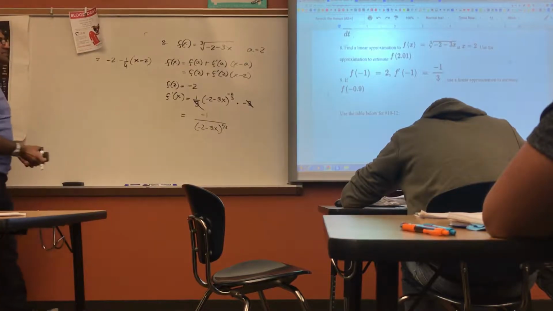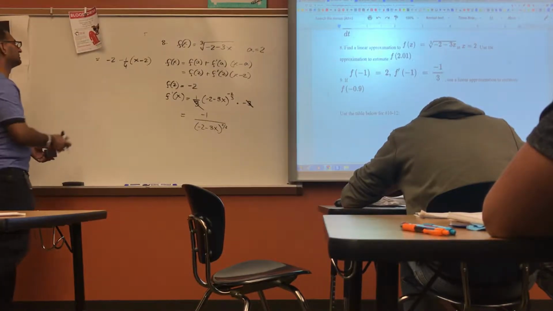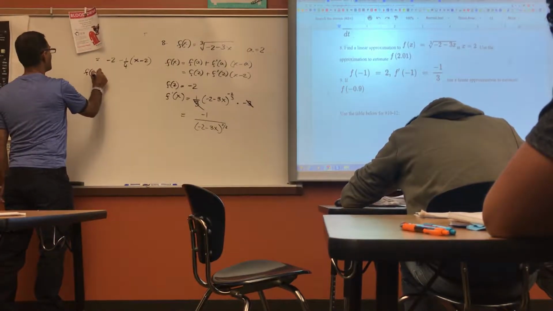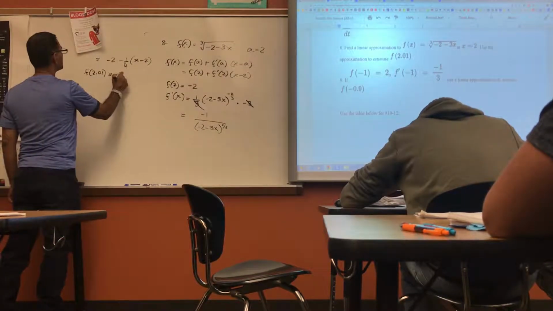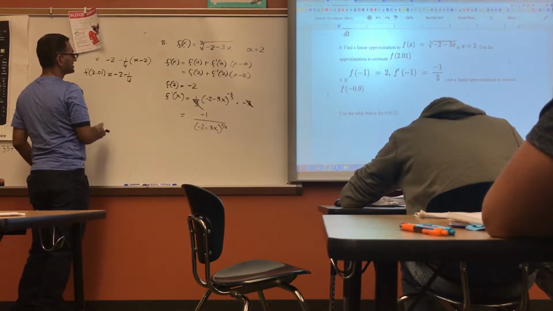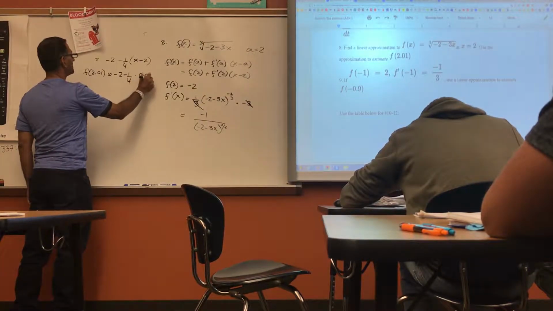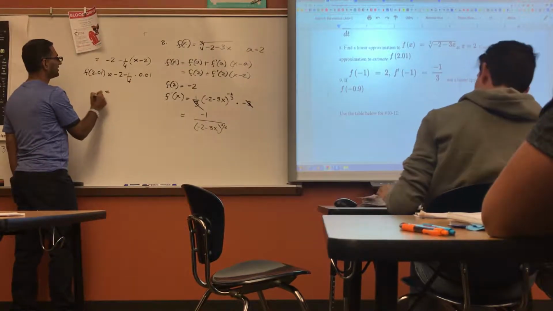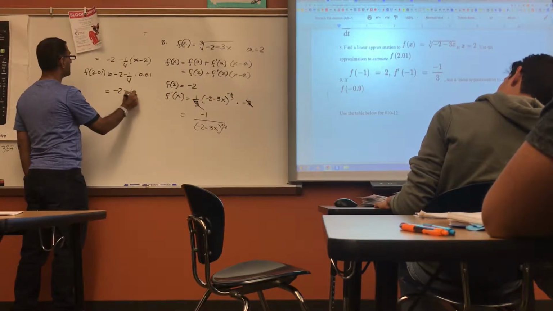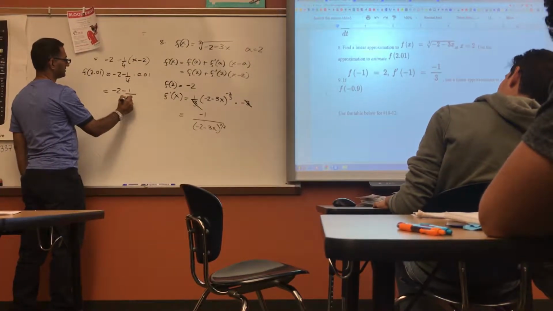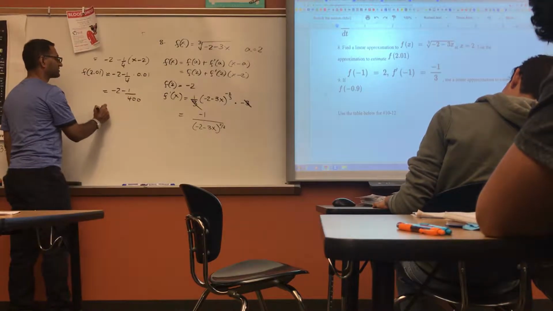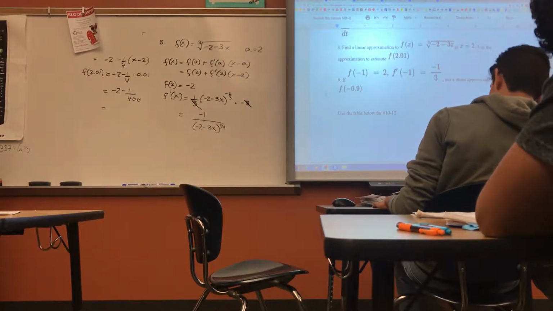And what do we do last step? It says approximate f of 2.01. So f of 2.01 is approximately negative 2 minus 1/4. We can do this in our heads. What's 2.01 minus 2? 0.01, which is really 1/100. So the denominator is really 400. Can we use the fraction trick? What's your final answer really?